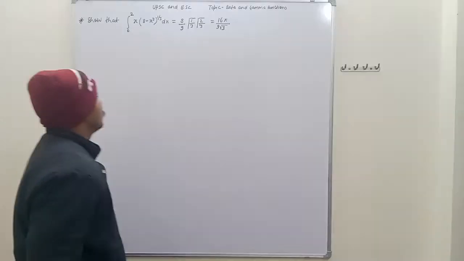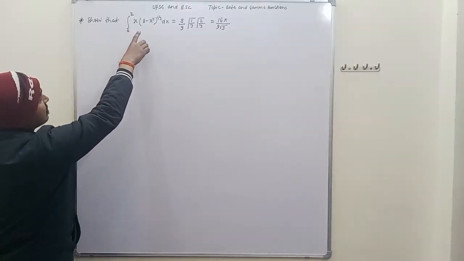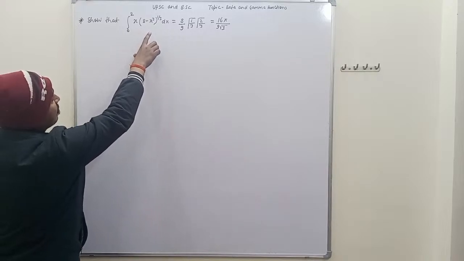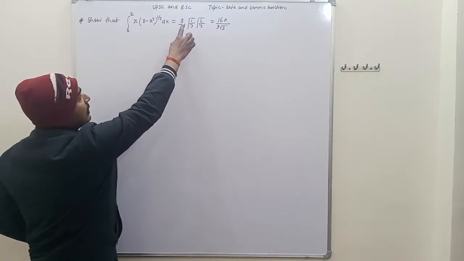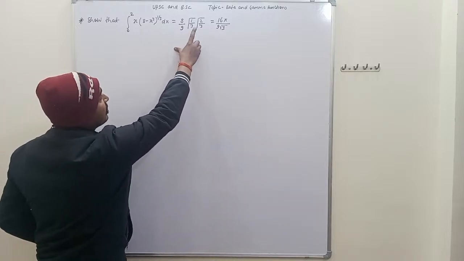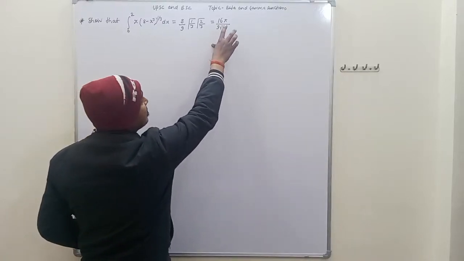Here in the question, show that the integral from 0 to 2 of x times (8 minus x cubed) to the power 1 by 3 dx is equal to 8 upon 9 gamma 1 by 3 into gamma 2 by 3. Or we have to prove it equals 16 pi upon 9 root 3. Let's solve the problem.